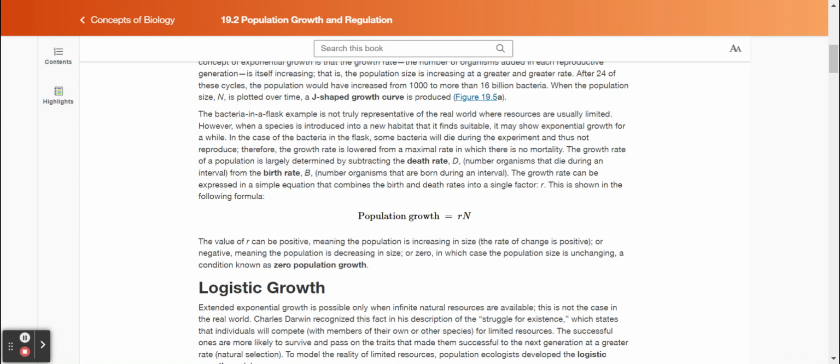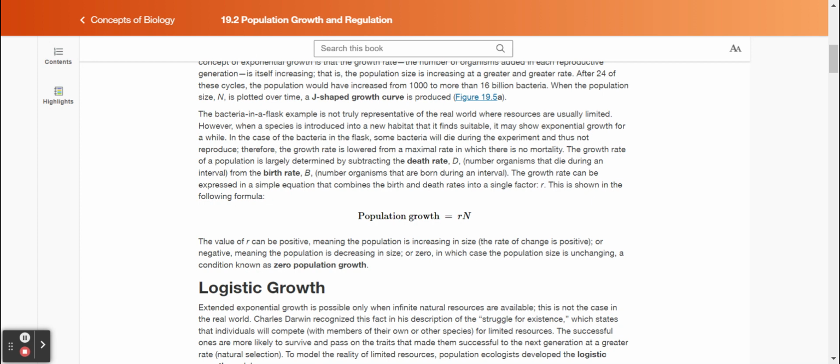The bacteria in a flask example is not truly representative of the real world, where resources are usually limited. However, when a species is introduced into a new habitat that it finds suitable, it may show exponential growth for a while. In the case of the bacteria in the flask, some bacteria will die during the experiment and thus not reproduce. Therefore, the growth rate is lowered from a maximal rate in which there is no mortality.